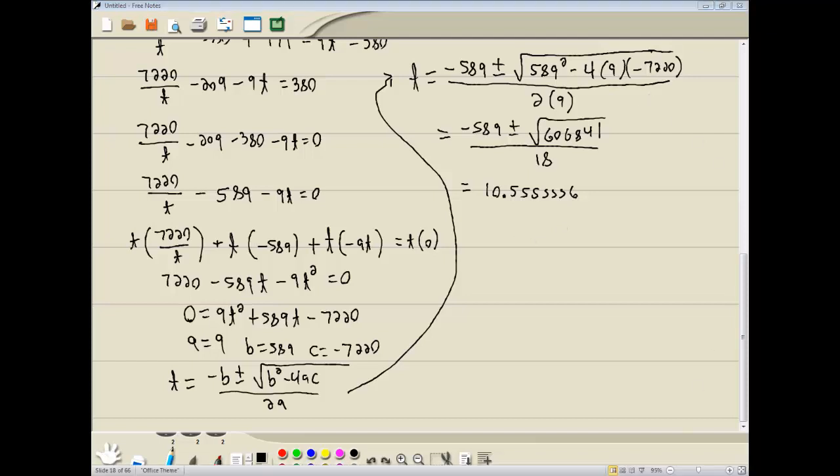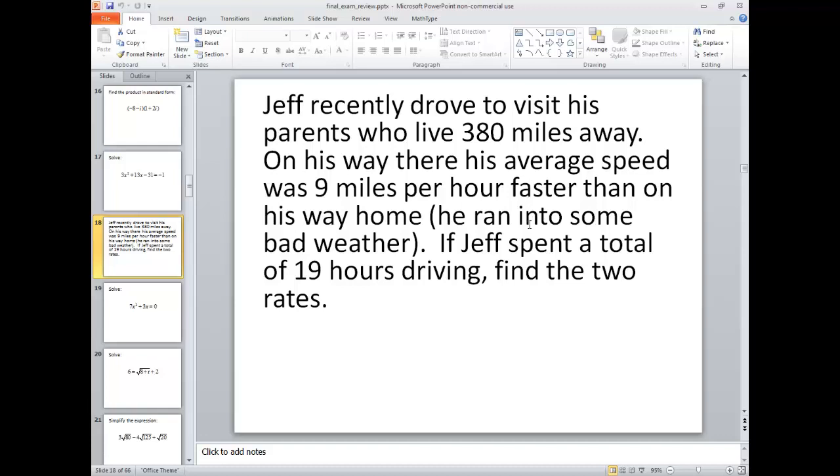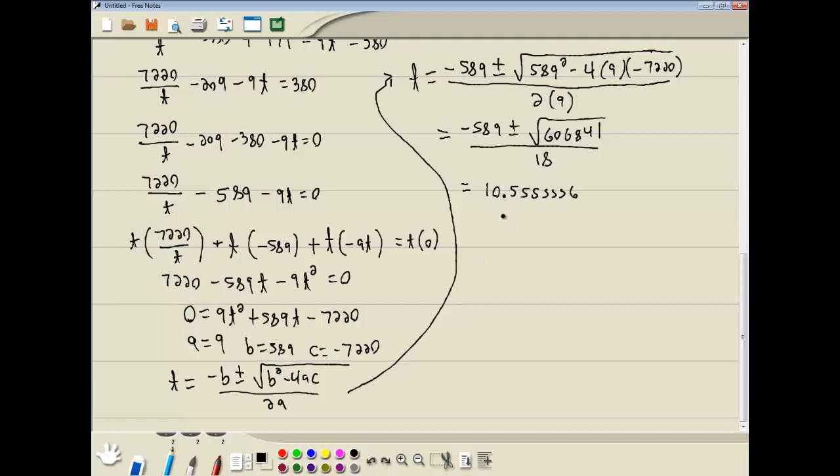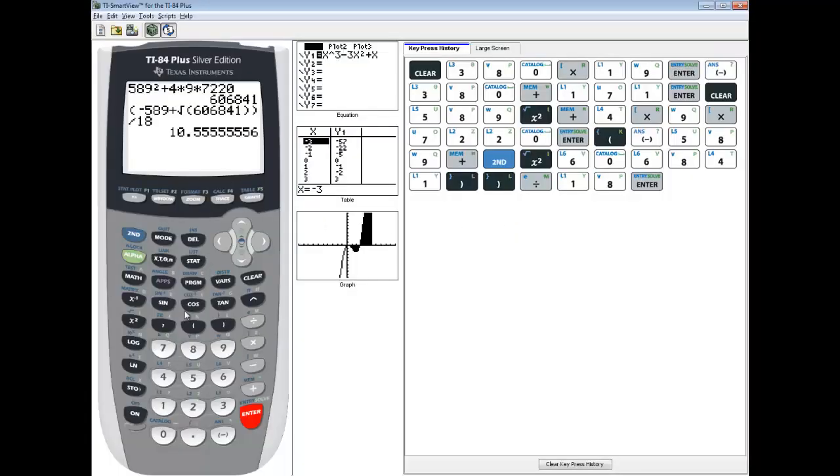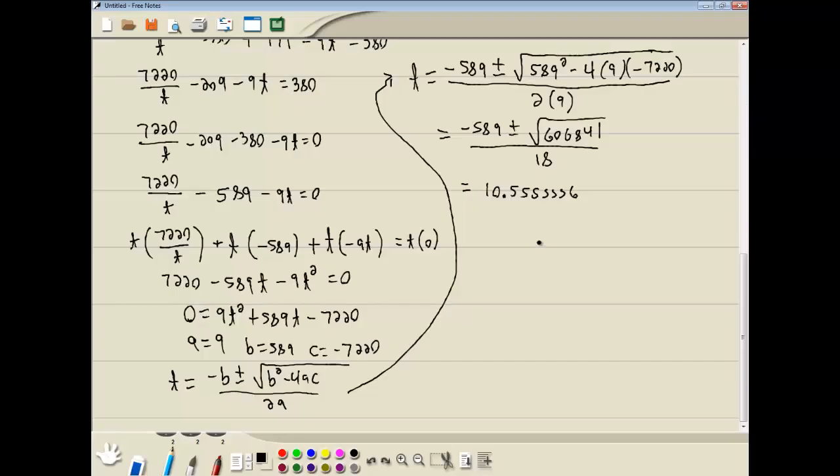Let's see what the problem says. If Jeff spent a total of 19 hours driving, find two rates. Okay, so we just found t. And I could change that to a fraction on my calculator, since it is like that. So I'll do math, enter. And we'll get 95 over 9. Why did I change that to a fraction? I saw that they weren't looking for the time.